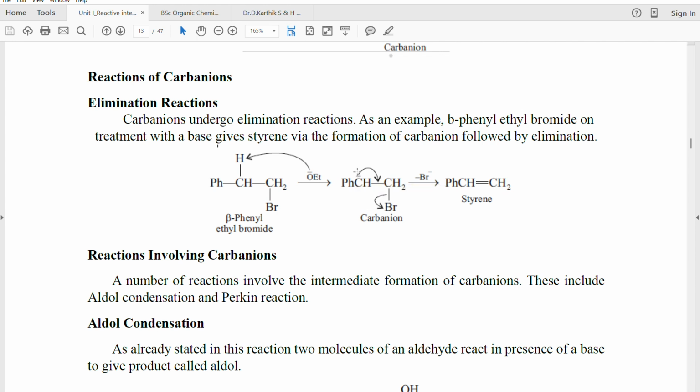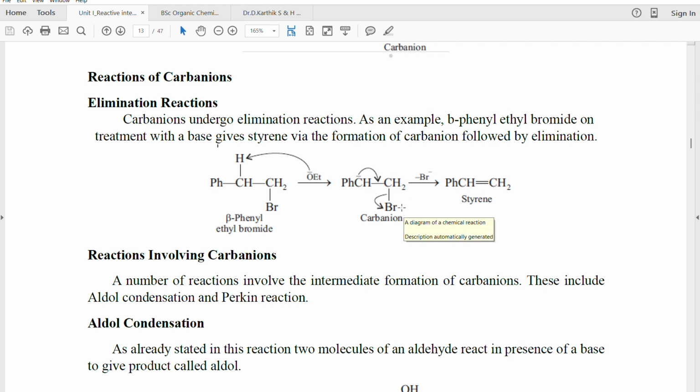So that carbanion's lone pair of electrons will be given to the next carbon. Since the halogen will act as a leaving group, immediately the bromine will leave as a Br minus by taking the bond pair of electrons of this C-Br bond. So it will leave as a Br minus. So you can see here a double bond. So it's an elimination reaction.